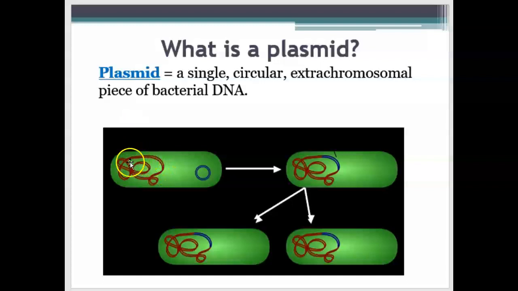So in this illustration, the red loop is the DNA of the bacteria. The blue circle is the DNA that we're going to use. It's foreign DNA, and I'm going to explain throughout this lesson why we would insert that into a bacterial chromosome.